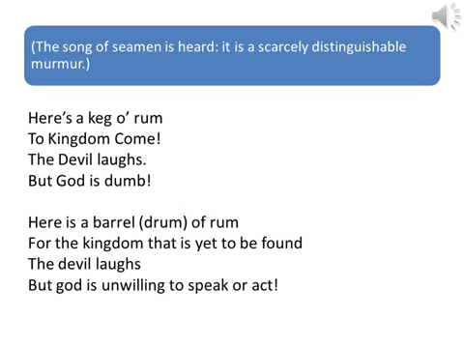When the scene opens, the song of the seamen is heard. It is heard like a murmur, not very easy to distinguish. But what they were singing was like this.